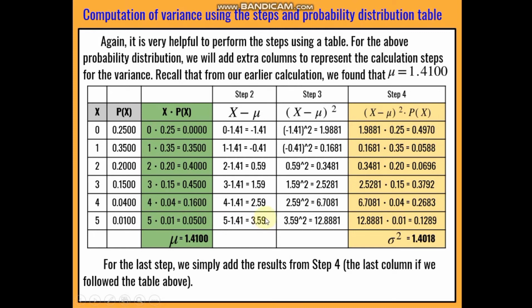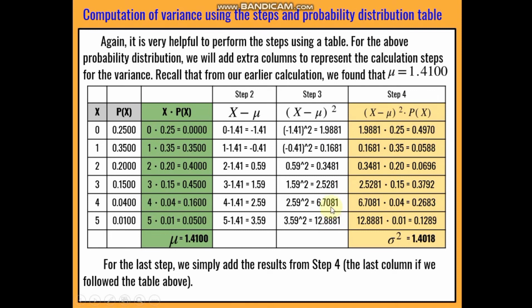For step 3, your step 2 times itself, or squared. So, the quantity negative 1.41 squared. You'll notice lahat ng may negative dito magiging positive. Negative 1.41 times itself will give you 1.9881. Negative 0.41 times negative 0.41 is equivalent to 0.1681, and so on.